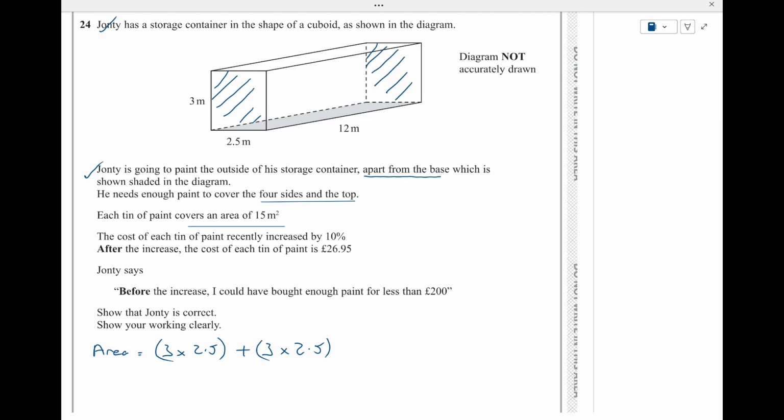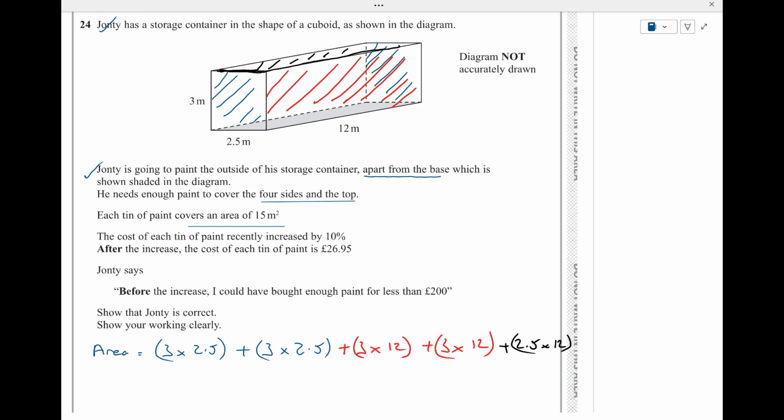Good. He's going to have to do the front, isn't he? This one. What's that going to be? 3 times 12. And he's also going to have to do the back. So that's another 3 times 12. And now he's just left with the top. Now the top measures 2.5 by 12. Look, that's the top. So he's going to have to add 2.5 times 12. So what's his whole area that he's got to paint going to be?